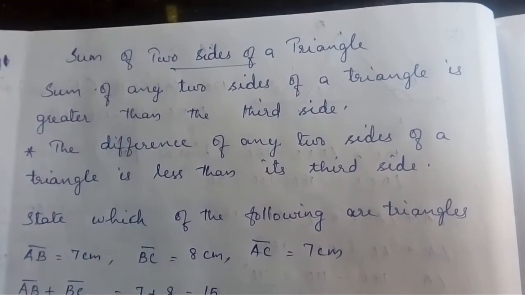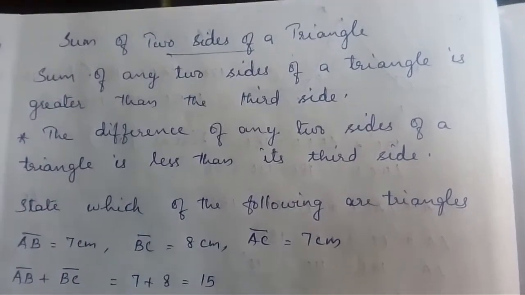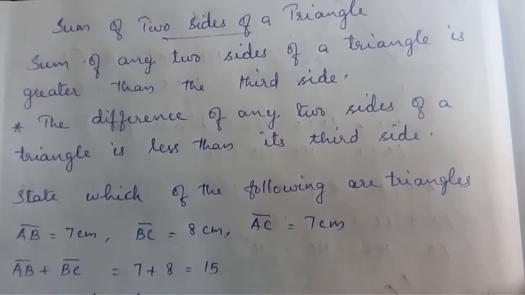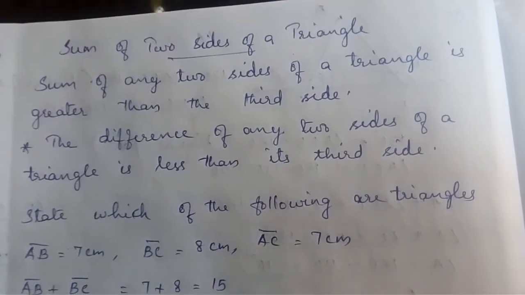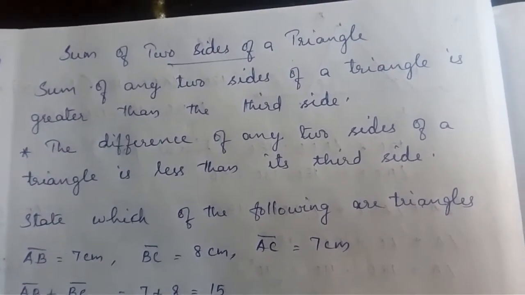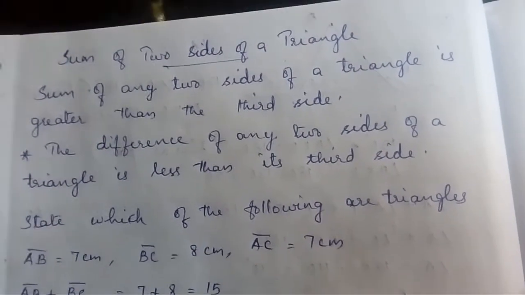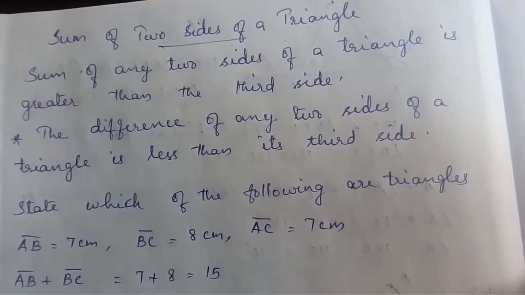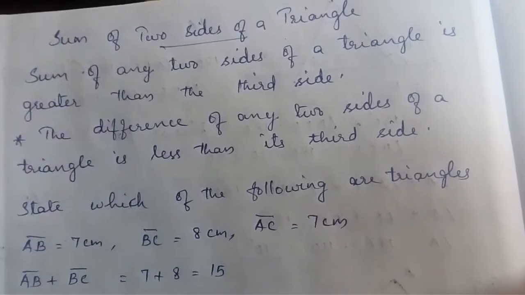Hello children, we can do the next topic, sum of two sides of a triangle. You can read the sentence given: sum of any two sides of a triangle is greater than the third side. We know for a triangle three sides are there, and its lengths will be given.